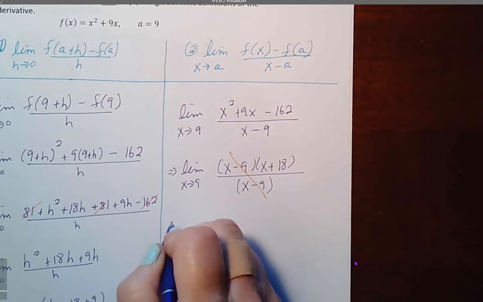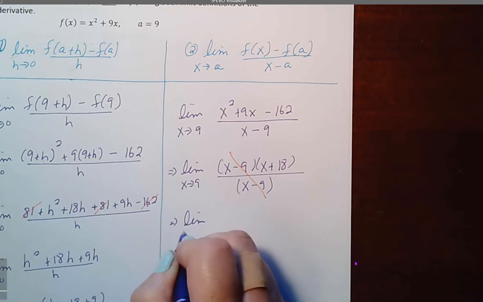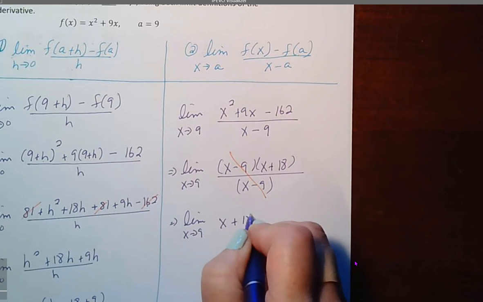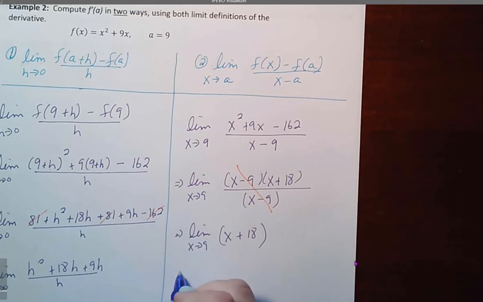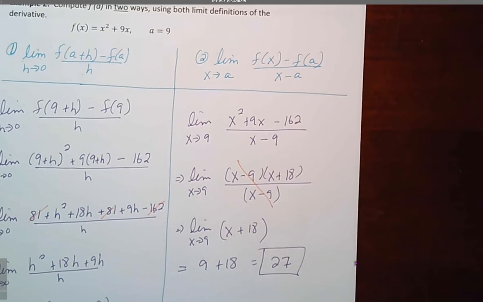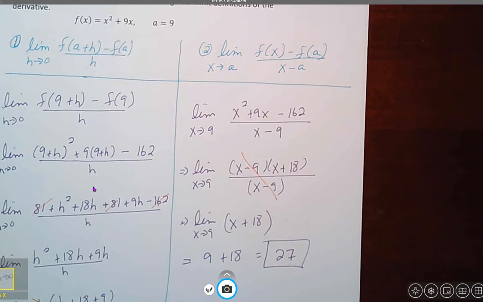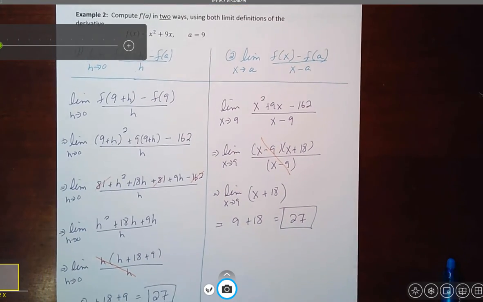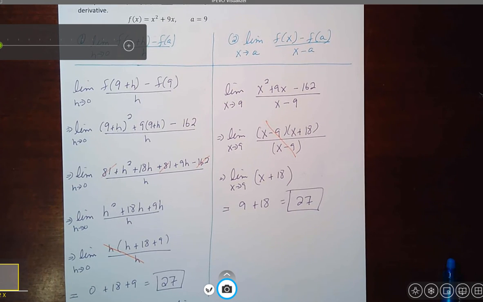Then I'm going to rewrite the limit as x approaches 9 of simply x plus 18. Take the limit. It equals 9 plus 18, which equals 27. So that one was a little bit shorter, as you could tell. I'm going to zoom this out so you can see the whole thing, and hopefully that makes a lot of sense to you.